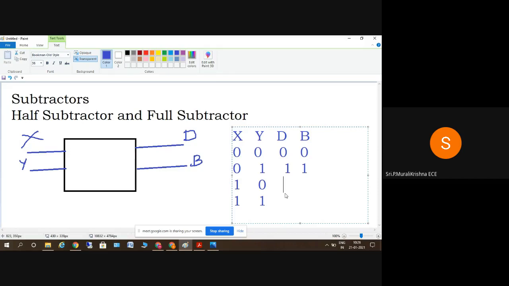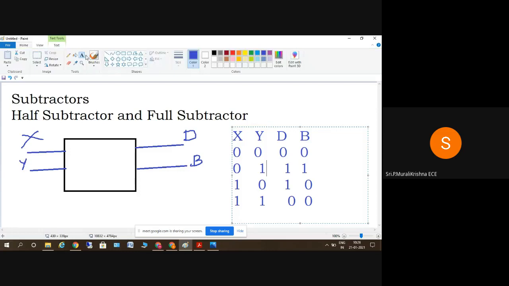And 1 minus 0, there is no need of borrow here, hence difference is 1 and borrow is 0. And 1 minus 1, both are zeros, so difference is 0 and borrow is 0. So don't get confused here. For 0 minus 1, difference is 1 and borrow is 1. Okay, so the equations are like this.